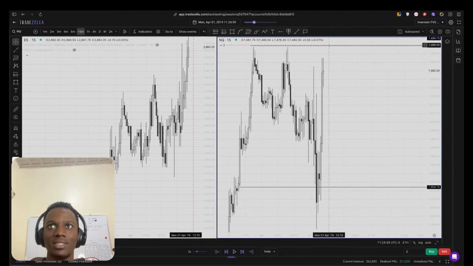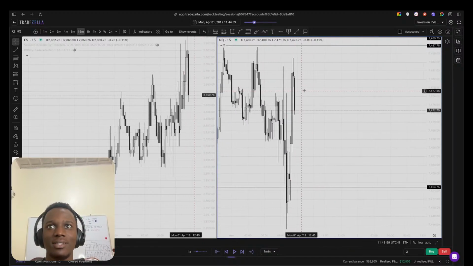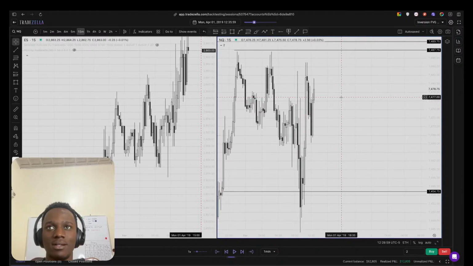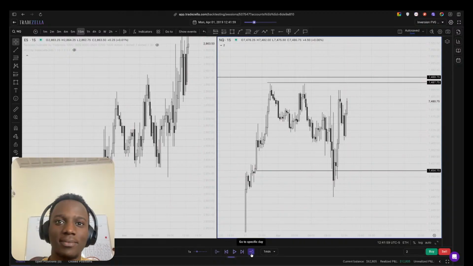Let's see if it hits these highs though. Sometimes it just tweaks them out and then doesn't go higher. Wow. So that was a very good exit. Let's go to the next day now.